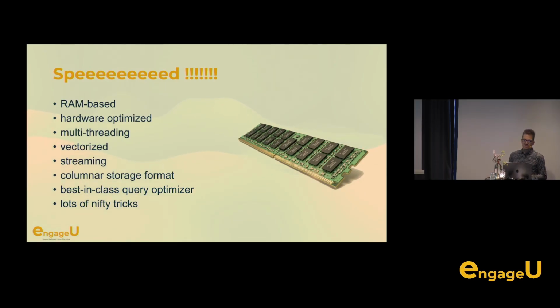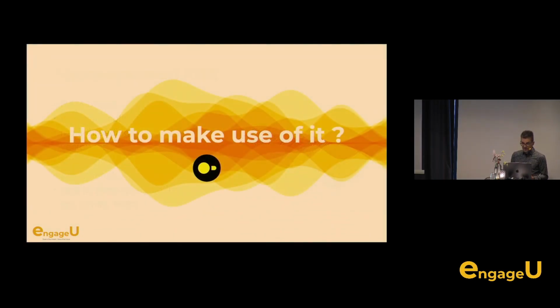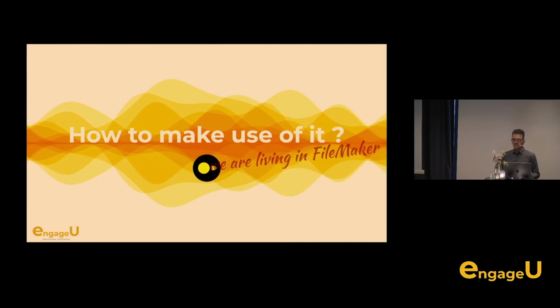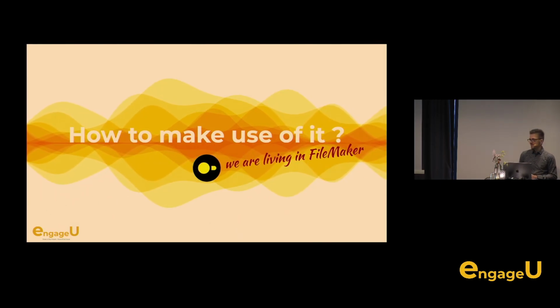today to make possible this highly optimized things, and we gain this advantage of a lot of speed. And there's other lot of nifty tricks they included. So how to make use of it, because we are living in FileMaker. We are not DuckDB technicians.